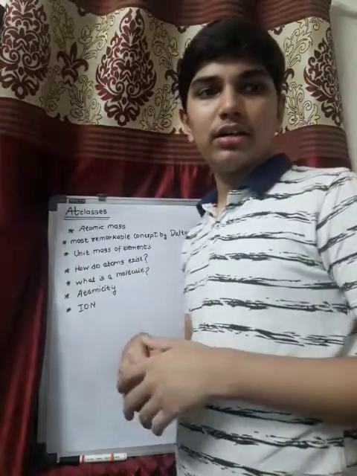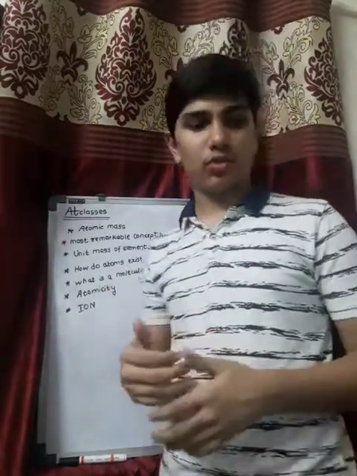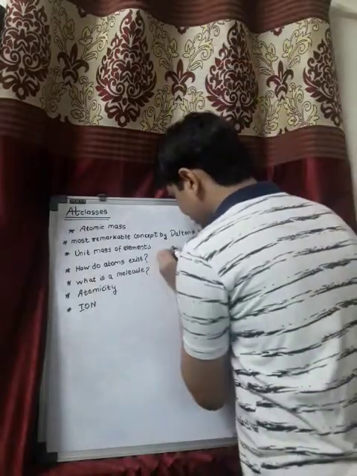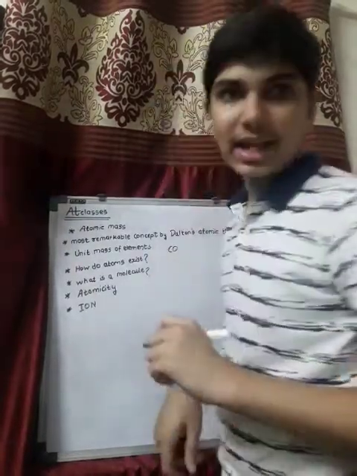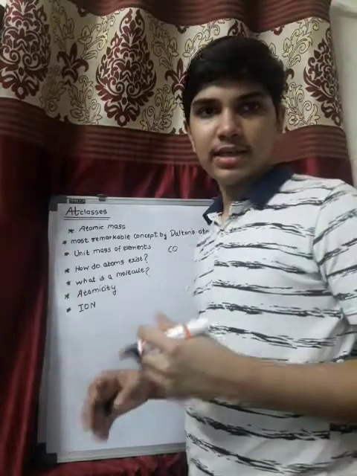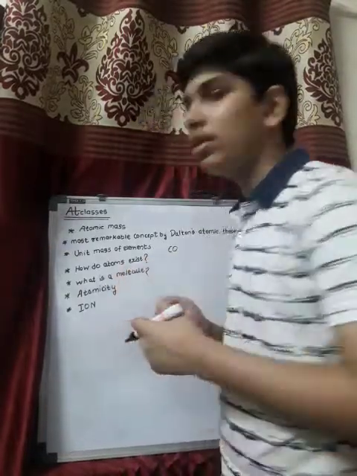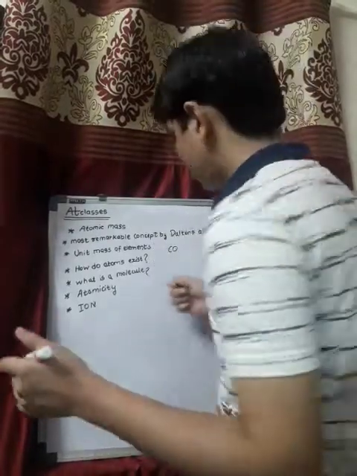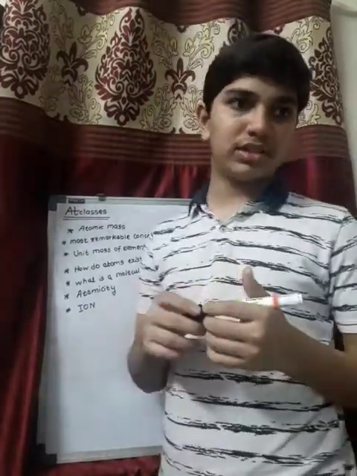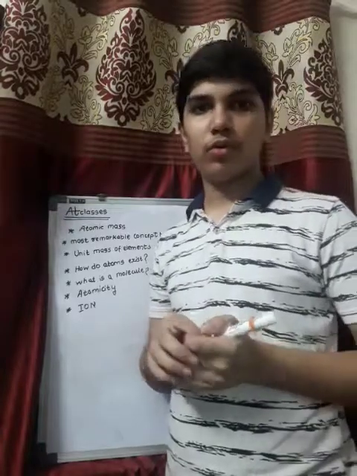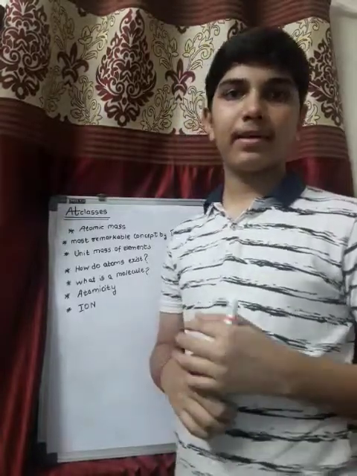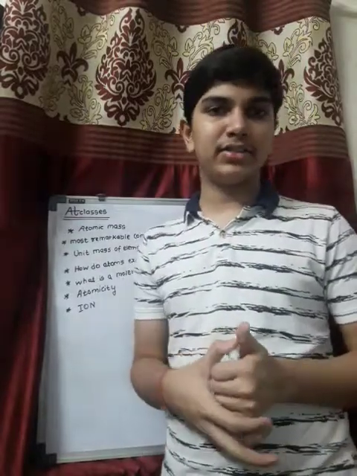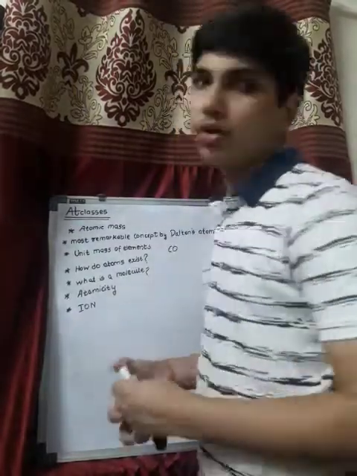So its example is CO, that is carbon monoxide. In this example, 3 gram of carbon combines with 4 gram of oxygen to form CO, right?